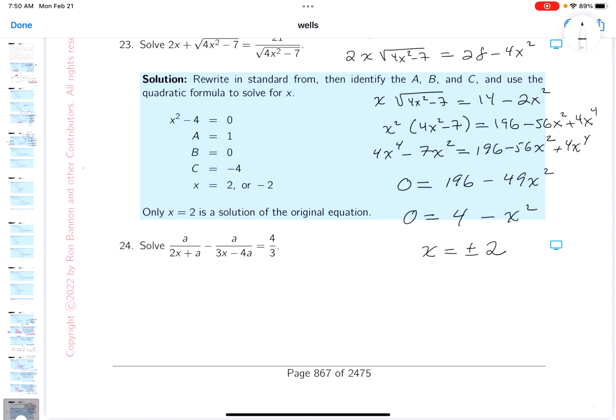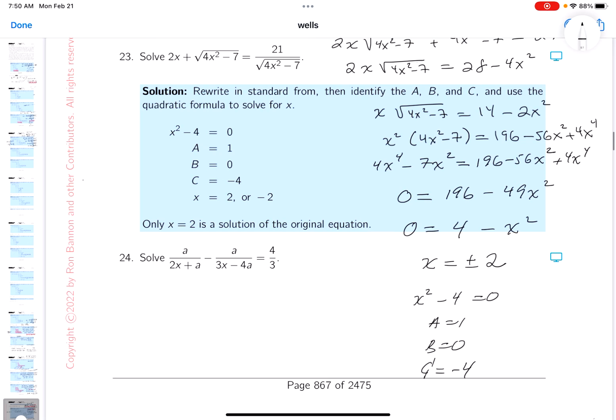Now, before I commit to that answer, I want to point out, for the students who want to write in standard form, this would be x squared minus 4 equals 0, and the a would be 1. We like the coefficient on the square term to be a positive number. B is 0, and the c is minus 4. And again, if you use quadratic form, you're still going to get the same answer, plus or minus 2.